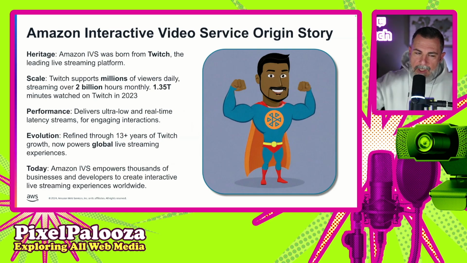So Amazon Interactive Video Service, I'll call it from now on Amazon IVS, was born from Twitch. So the leading live streaming platform, everyone here has heard of twitch.tv, been around for about 13 years, I believe now. Twitch supports millions of viewers every day, over 2 billion hours every month. And in 2023, there were 1.35 trillion minutes of video watched on Twitch. Obviously, ultra low real-time latency streams.